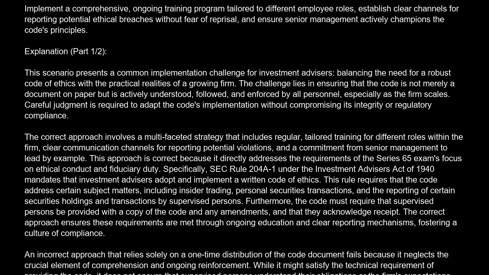ethics with the practical realities of a growing firm. The challenge lies in ensuring that the code is not merely a document on paper, but is actively understood, followed, and enforced by all personnel, especially as the firm scales. Careful judgment is required to adapt the code's implementation without compromising its integrity or regulatory compliance.